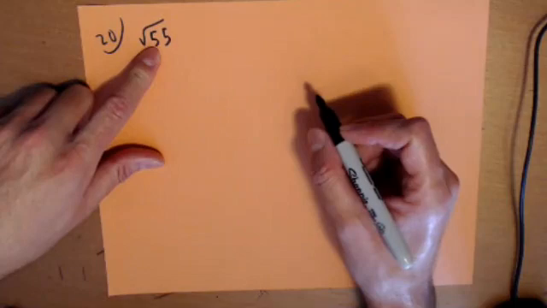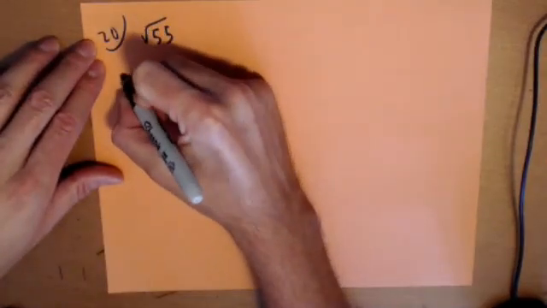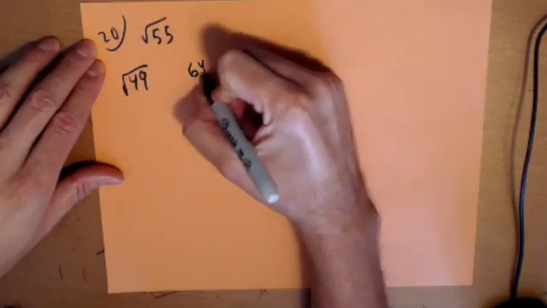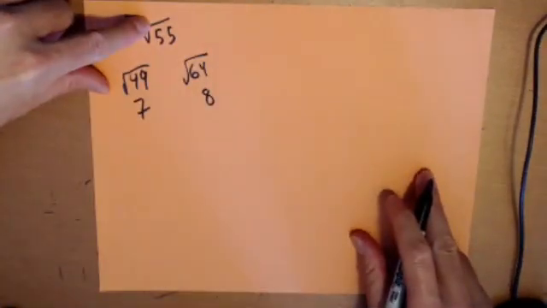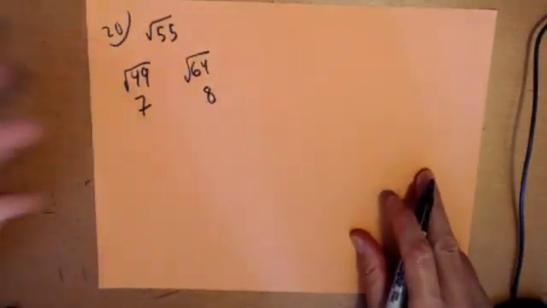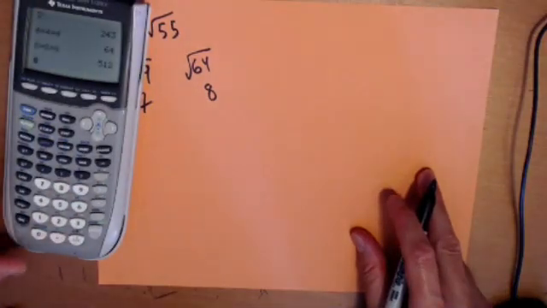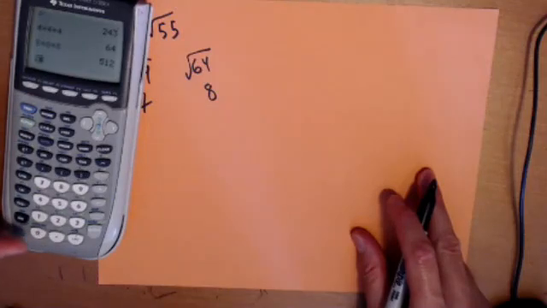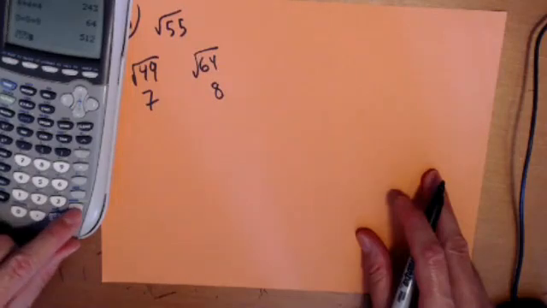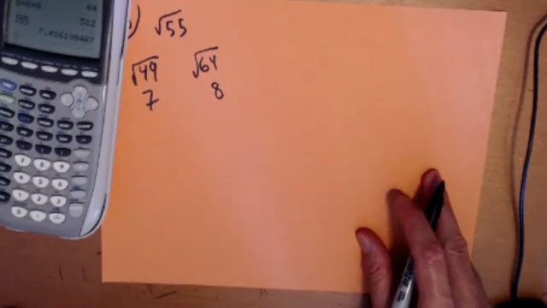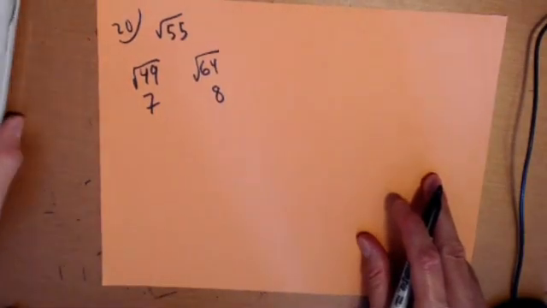Okay, well, what perfect squares are near 55? So 49 is a perfect square, and 64 is a perfect square. And that's 7, and that's 8. So the square root of 55 is somewhere between 7 and 8. So I don't know, square root of 55 is probably like 7.5 or something. So on my calculator, if I just do the square root of 55 just for fun, it's probably about 7.5. Oh, 7.4. Okay, so we estimated that square root of 55 is somewhere between 7 and 8. Okay.